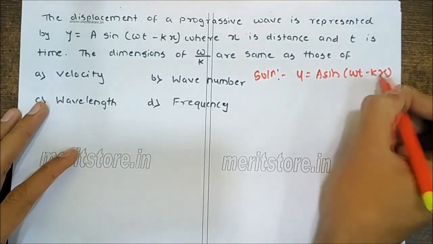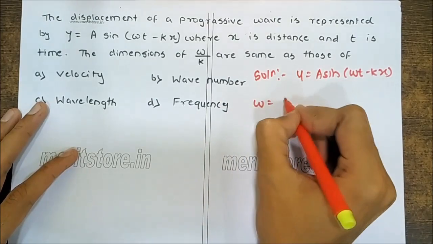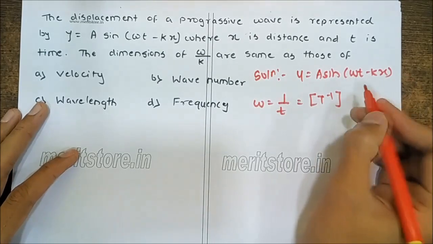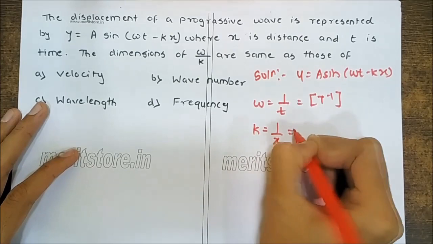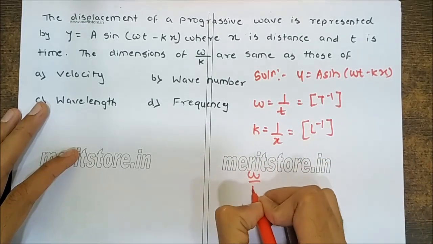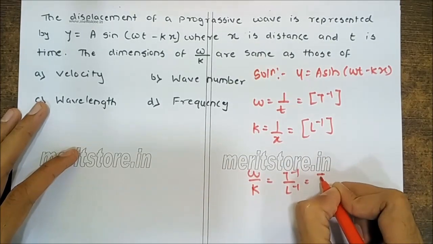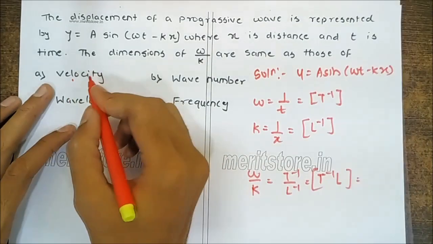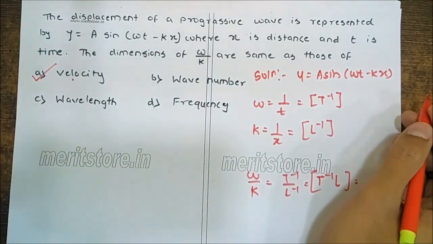Here ωt − kx represents the angle, which is dimensionless. Therefore, ω is nothing but the inverse of time, frequency, that is inverse of time, so we have T raised to minus 1. Again, this factor k, which is constant, depends on the distance, that is 1 upon x, so again it is length inverse. So if we have ω upon k, then we have T inverse upon L inverse, that will be L T inverse. So this is nothing but equal to the velocity, that is distance upon time. So A is the correct option.